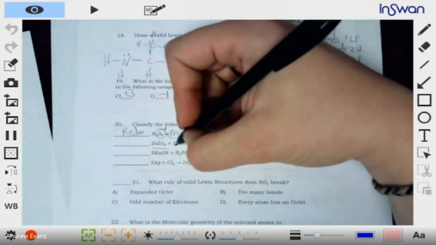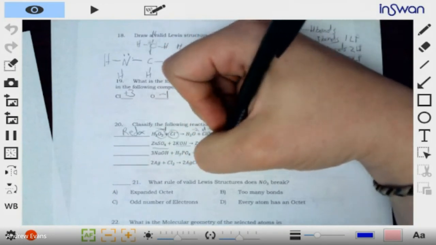Zinc sulfate, potassium hydroxide forms zinc hydroxide and potassium sulfate.